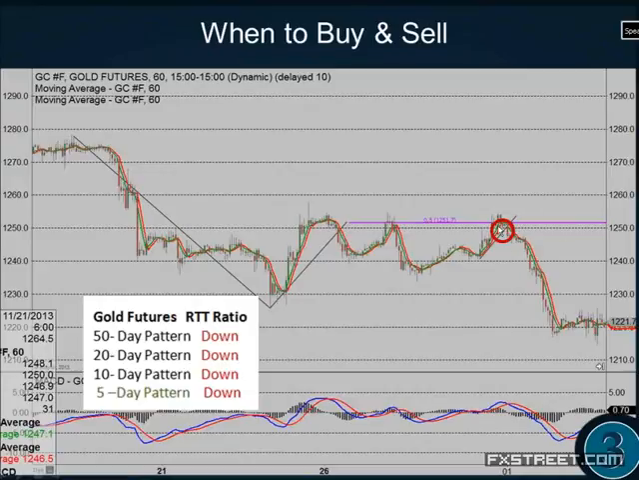a double top at a 50% level with the majority patterns down. That's a really good setup. That's a nice high percentage setup. So when to buy and sell, very, very important.